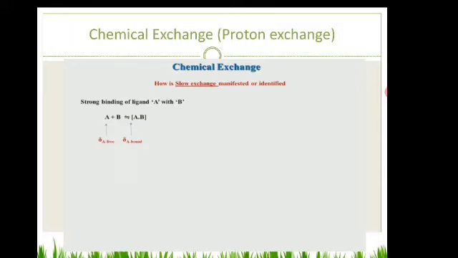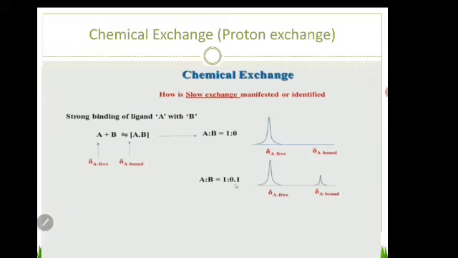Then how can slow exchange be manifested or identified? Here I am taking a particular case of binding between A and B, where A could be a proton and B could be a ligand, or anything else. A and B join to give a complex AB, and the proton is attached to A in the first case and to AB in the second. You can take A as one reagent and B as another. We are going to mix them with strong binding, so you take A and mix it with B.